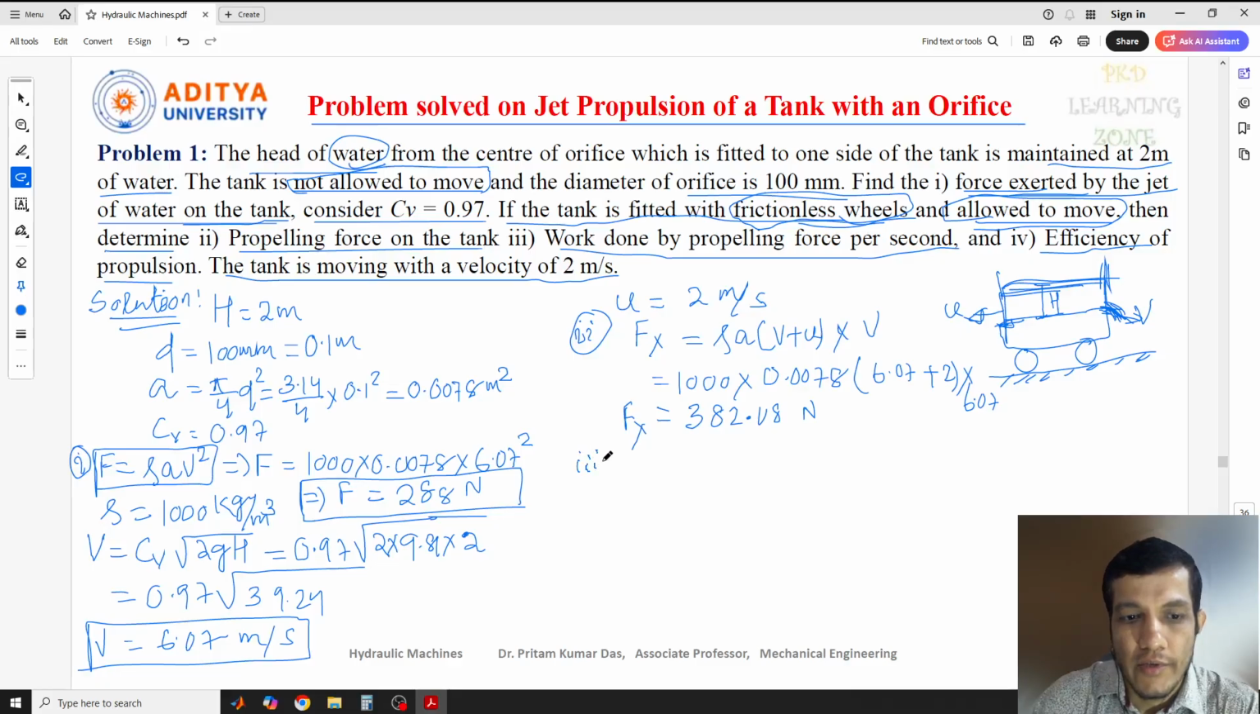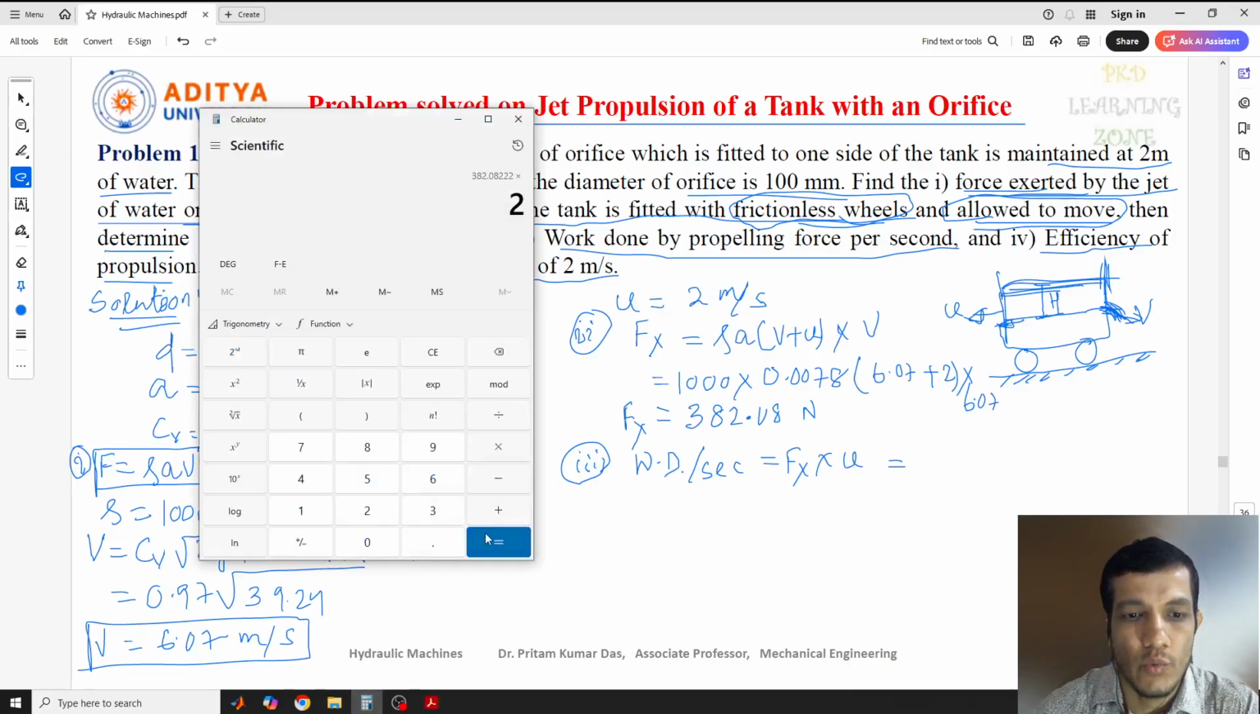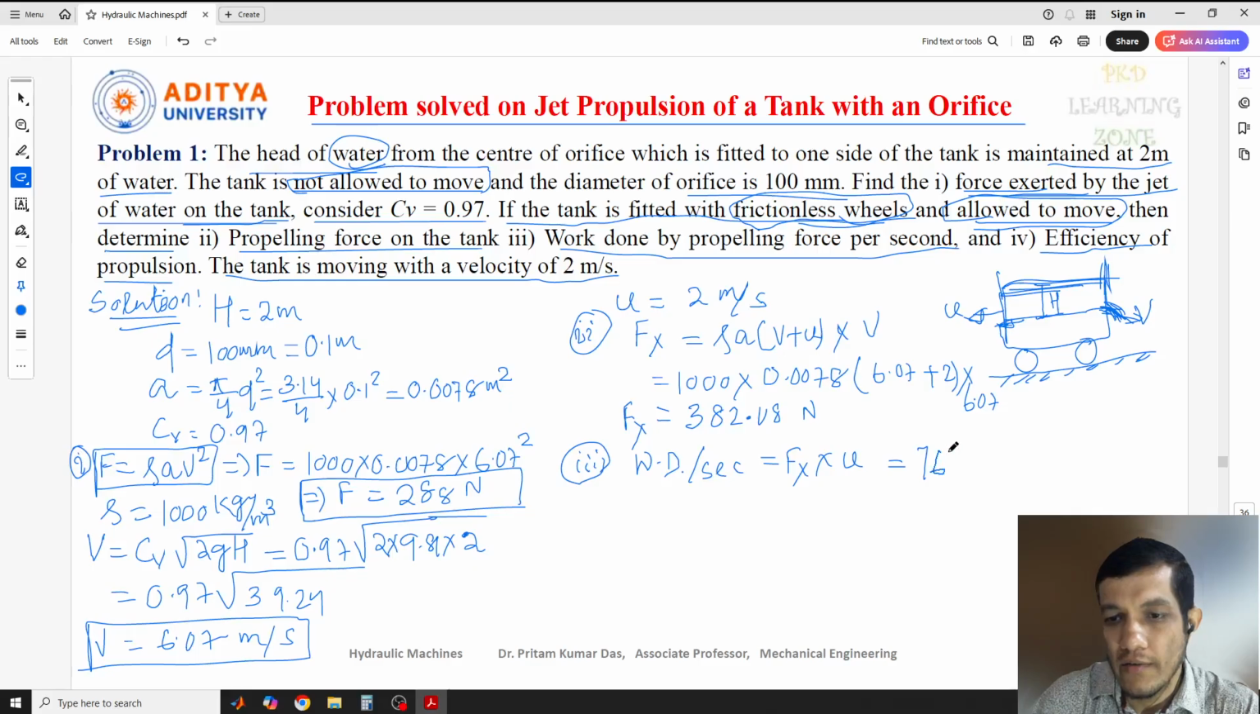The third one is we need to find out the work done by the propelling force per second. So this is nothing but we know that Fx into the velocity u. So just multiply it two times of this. That means 764.16. This much Newton meter per second. Because we have seen this is force, this is the velocity. So force is in Newton, velocity in meter per second, so we'll get this one.